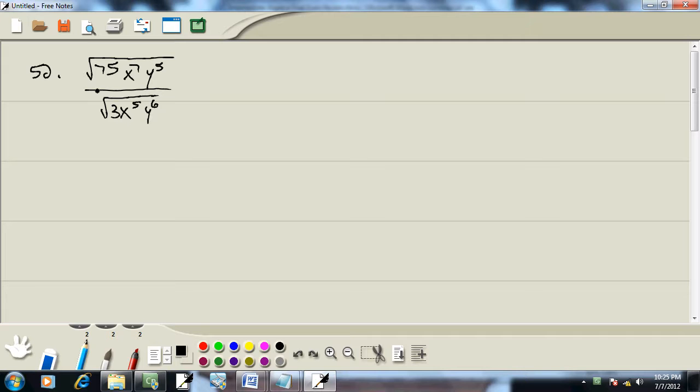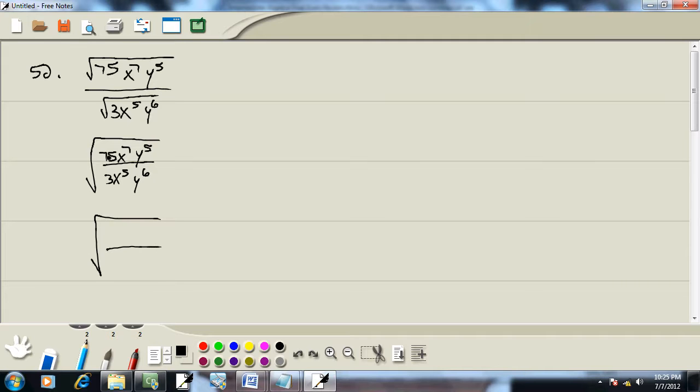Now what makes me want to merge this into a single fraction is I see 75 divided by 3 goes evenly, and x to the power over x to the power, y to the power over y to the power. So I'm going to merge them into a single fraction inside of a radical. So we got 75 x to the 7th y to the 5th over 3x to the 5th y to the 6th.